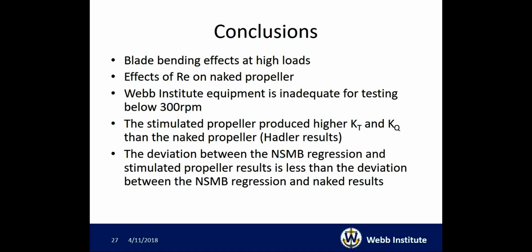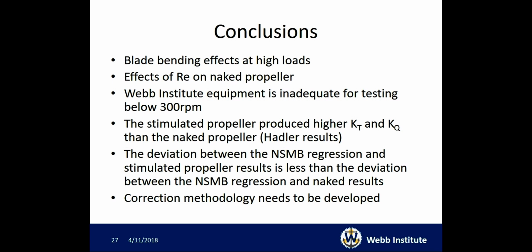Lastly, the deviation between the SMPE regression and the stimulated propeller results was less than the deviation between the regression and the naked propeller results, which I cannot conclusively say was because turbulence was stimulated, but I can say that I got better test results from the Hama propeller than the naked propeller, and I'm still working on proving that turbulence was stimulated. I can prove this through a correction methodology that I need to develop for both blade bending and the Reynolds number effects.